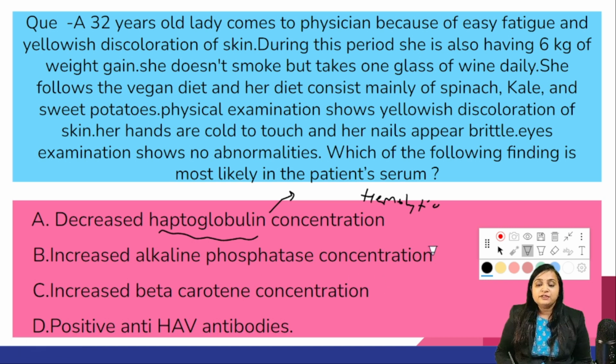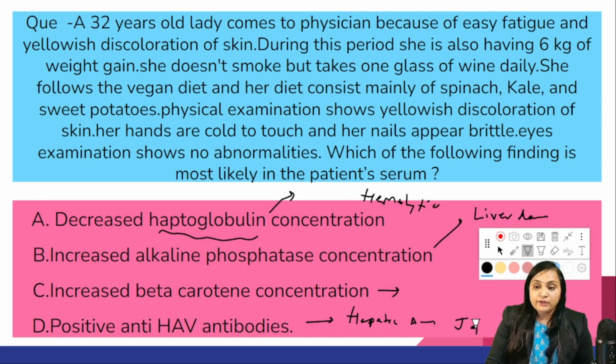Increased alkaline phosphatase concentration, it points towards the liver damage. Increased beta carotene concentration, it points towards carotenemia. And positive anti-HAV antibody, it points towards hepatitis A, in which we are having jaundice.